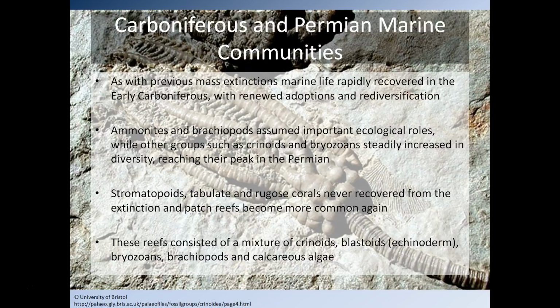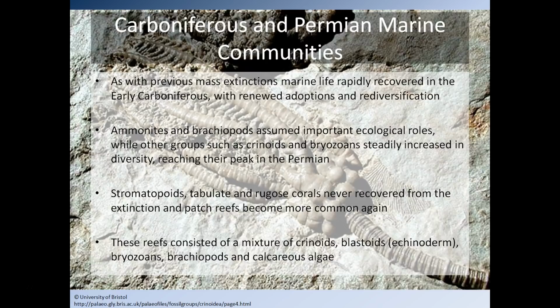We see stromatoporoids, tabulate corals and rugose corals never recover from the mass extinction at the end of the Devonian. And so at this point, we move back to a patch reef morphology. So we lose these long linear reefs, and we're back to a morphology where reefs occur as these little isolated mounds, essentially.